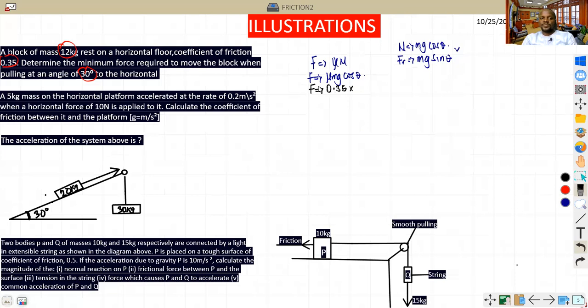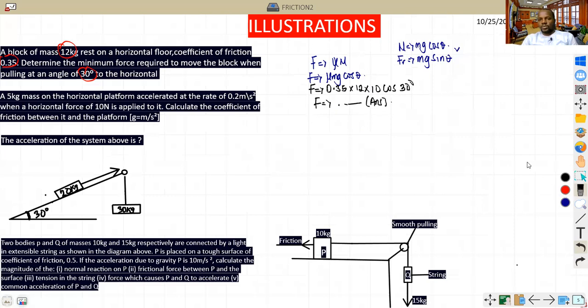So by direct substitution, we can say force is now equal to 0.35 multiplied by the mass. The mass of the body is 12. G is always 10. I hope you know that. And cos of 30 degrees. So the rest, I leave it for you to punch your calculator because of time, and you say the answer. That is the answer to that. And I hope students understand that. Question 1.